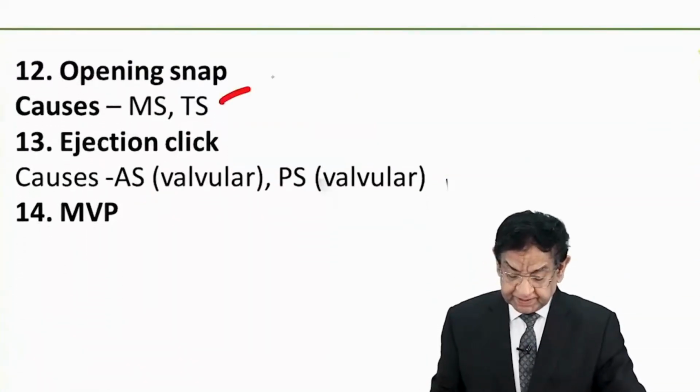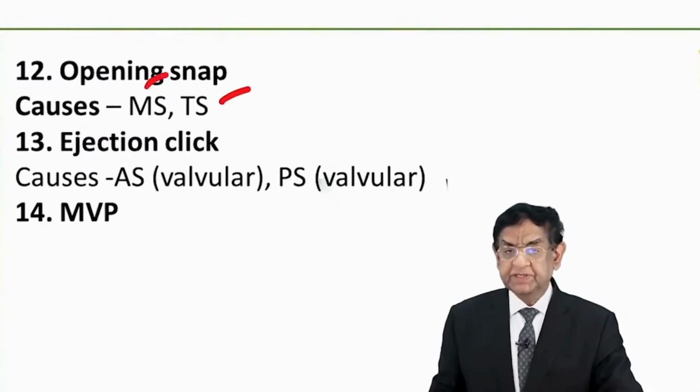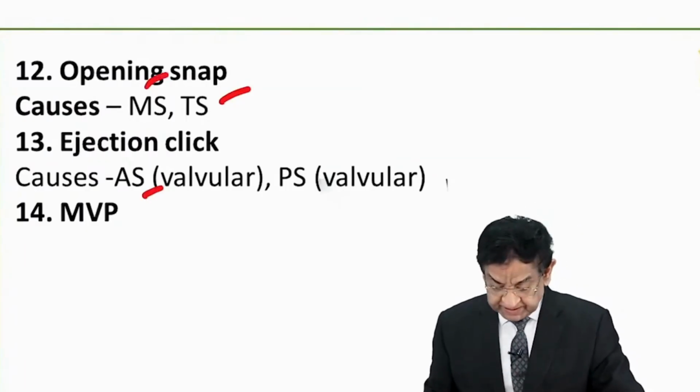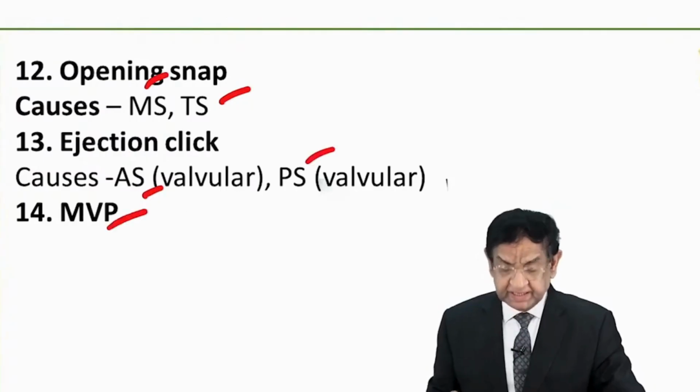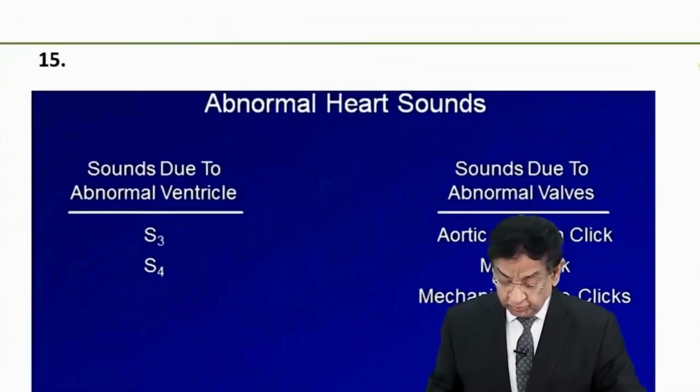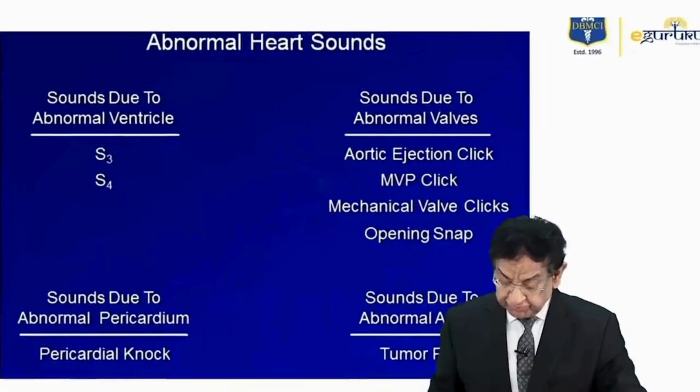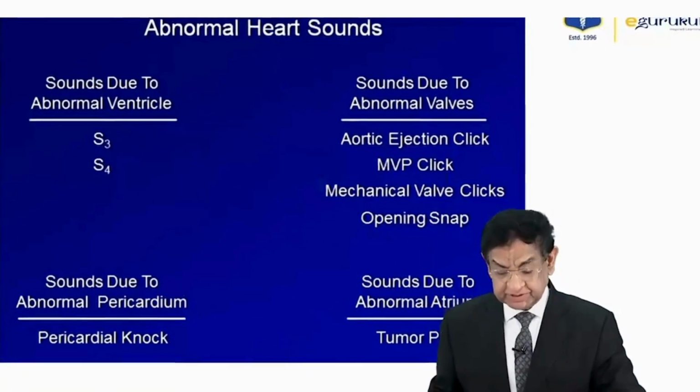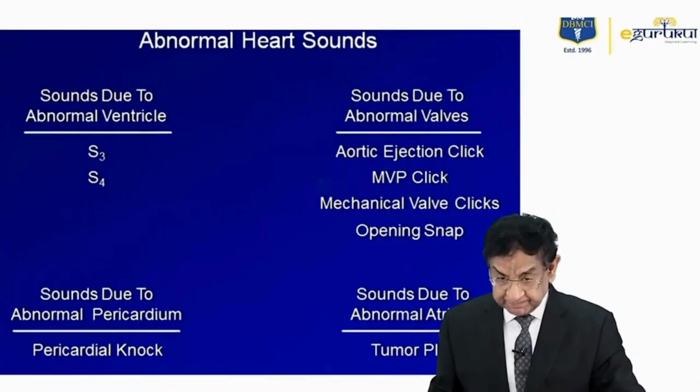Opening snap: TS, MS. Ejection click: AS, MS. In MVP, you get a non-ejection click. Well, a lovely, beautiful summary. You love to see this. This I'll spend time on.